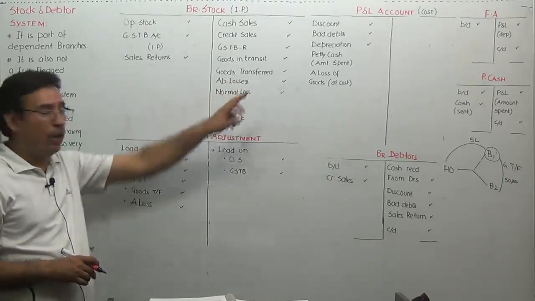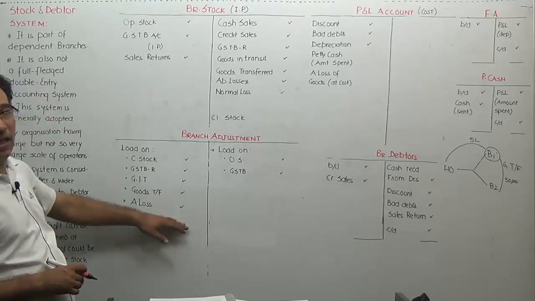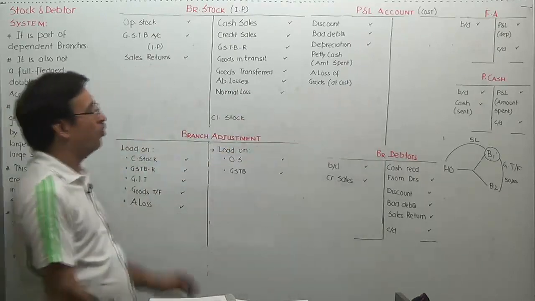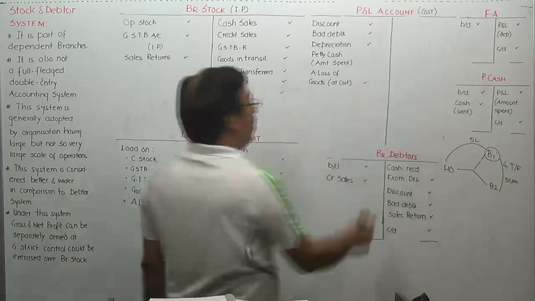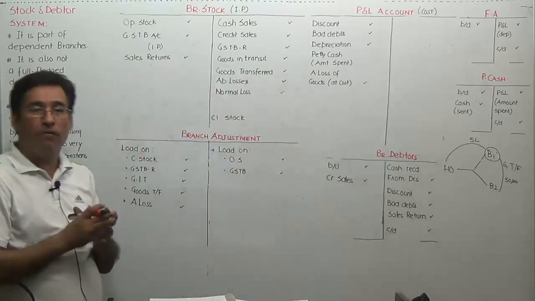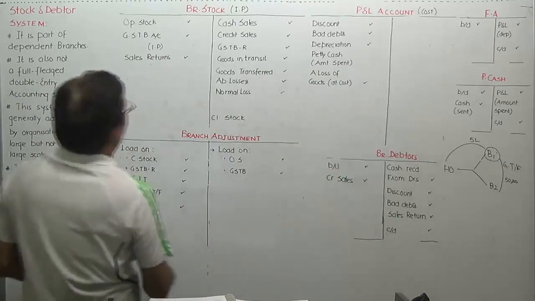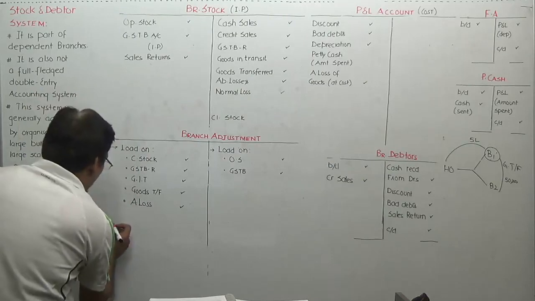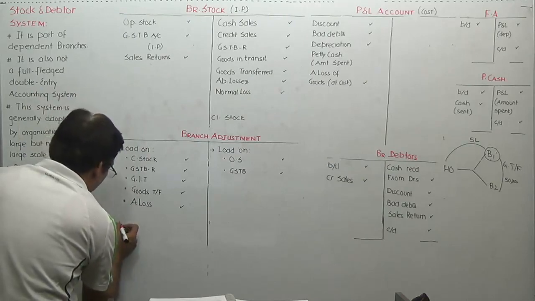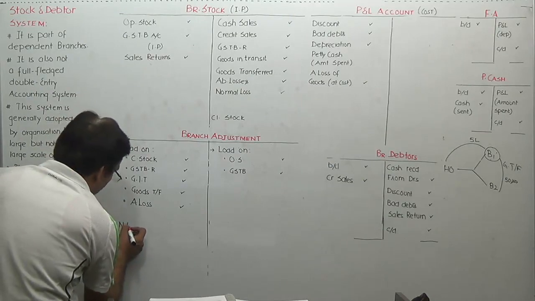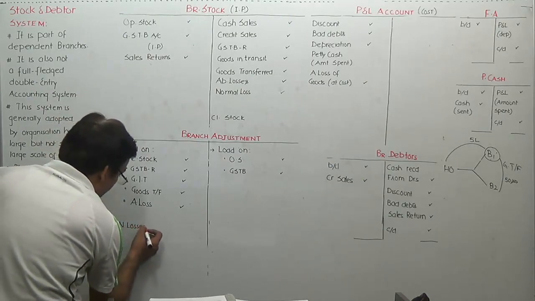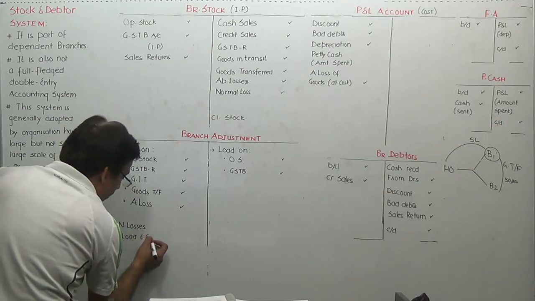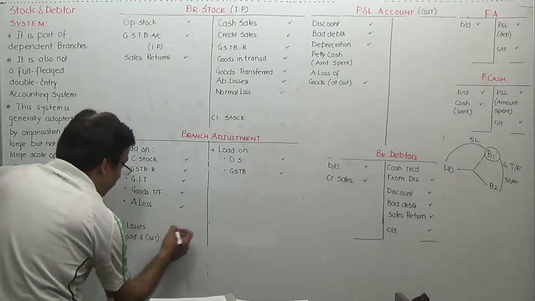In case of abnormal loss, loading is written on the debit side of branch adjustment account and abnormal loss at cost is written on the debit side of branch profit and loss account, isn't it? But in case of normal losses, both loading and cost part is written here.